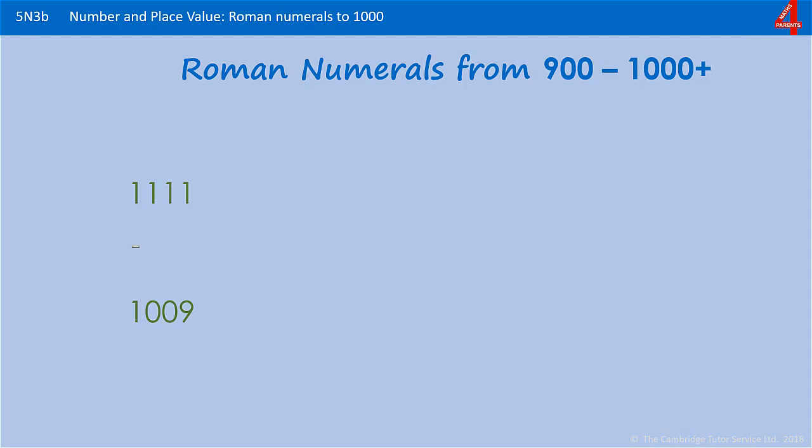First one, we have 1000, which is M, followed by 100, which is C, followed by a 10, which is X, followed by a 1, which is I. And second one, we have 1000, which is M, no hundreds, no tens, but you do have 9, so that's 1009. And I like that one because it spells the word.